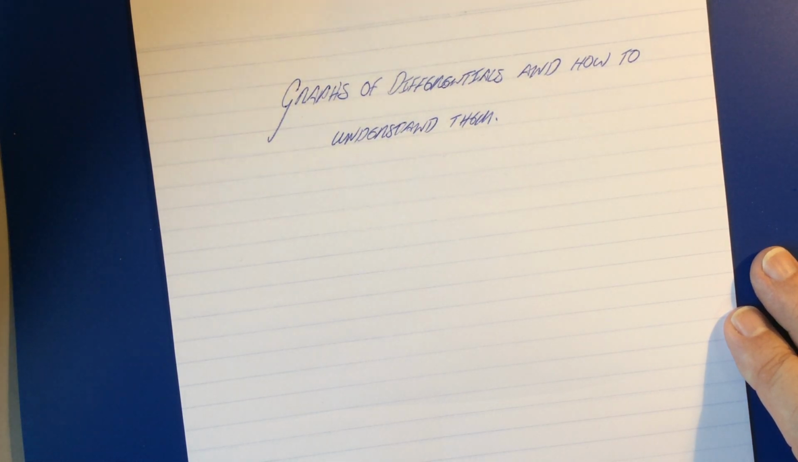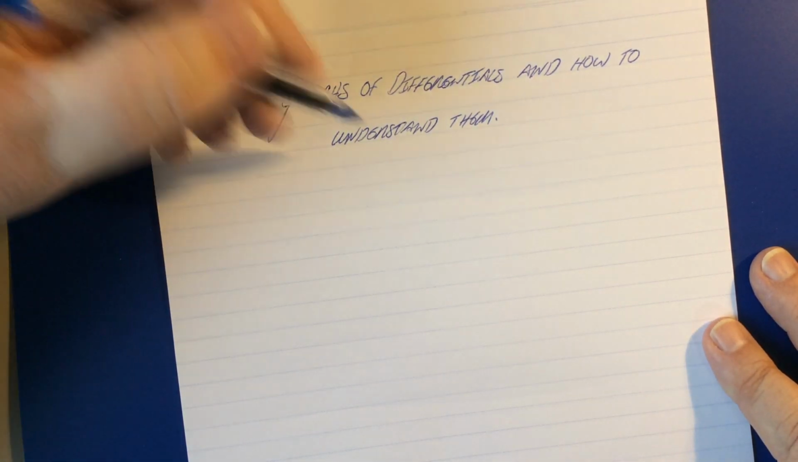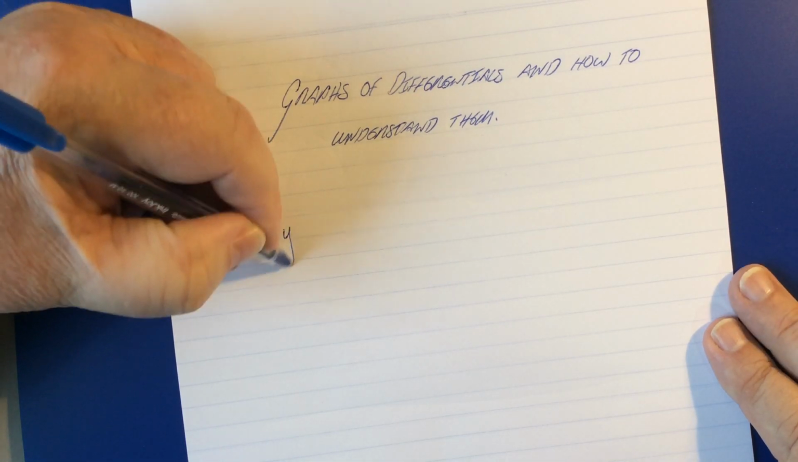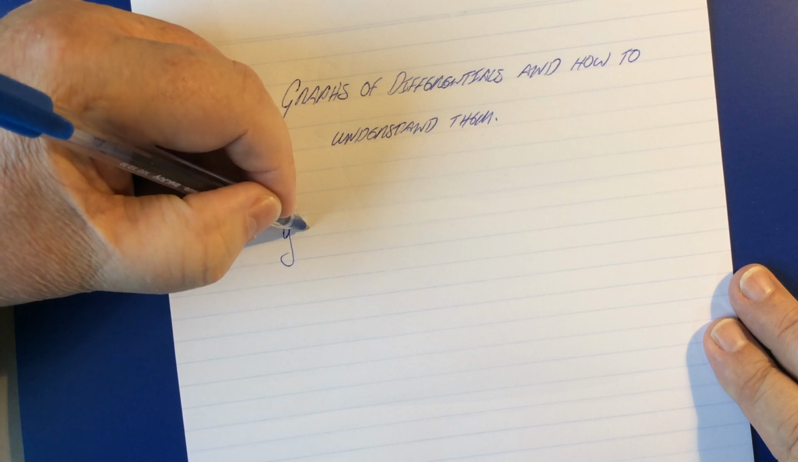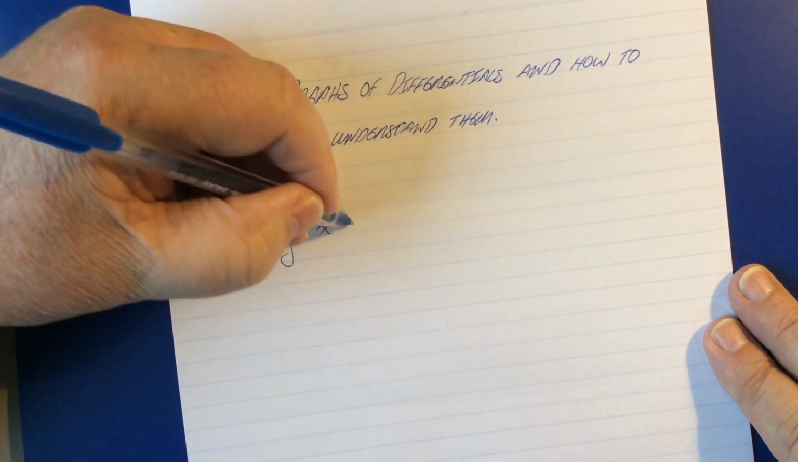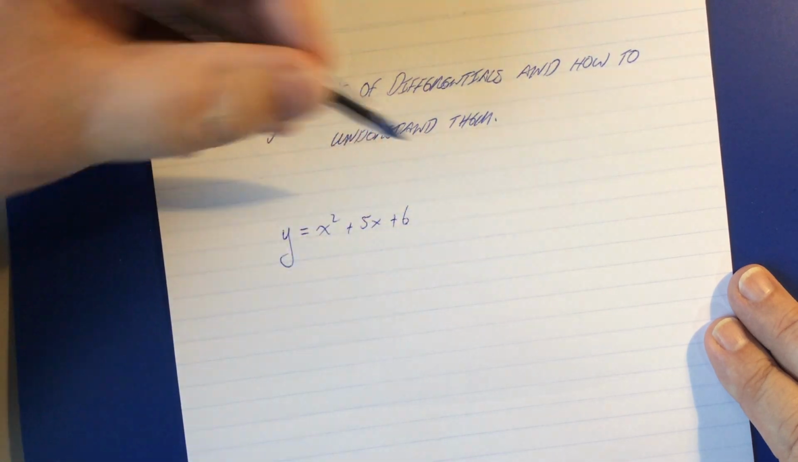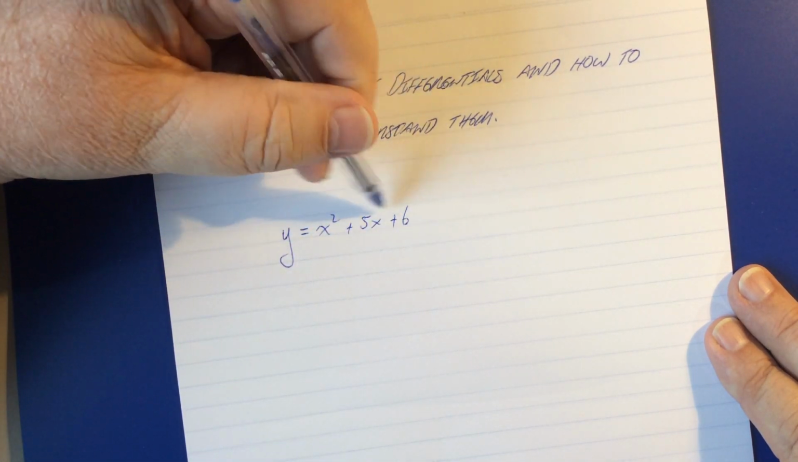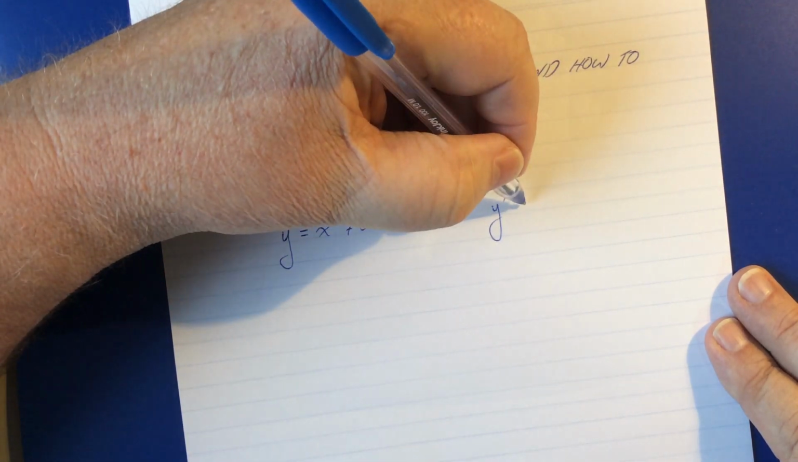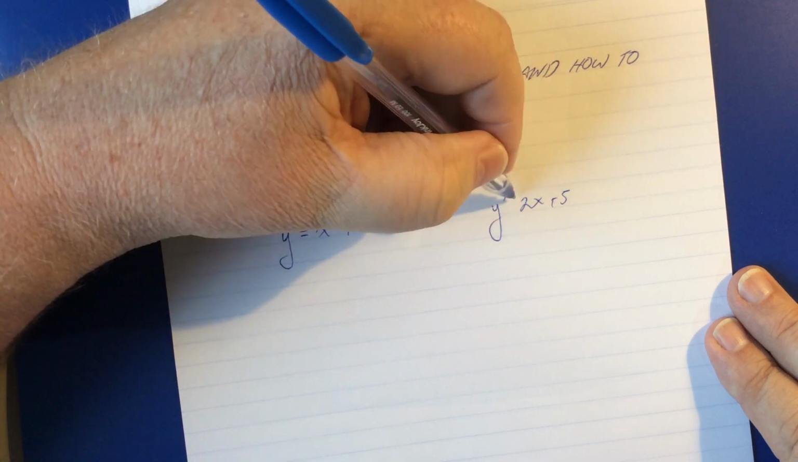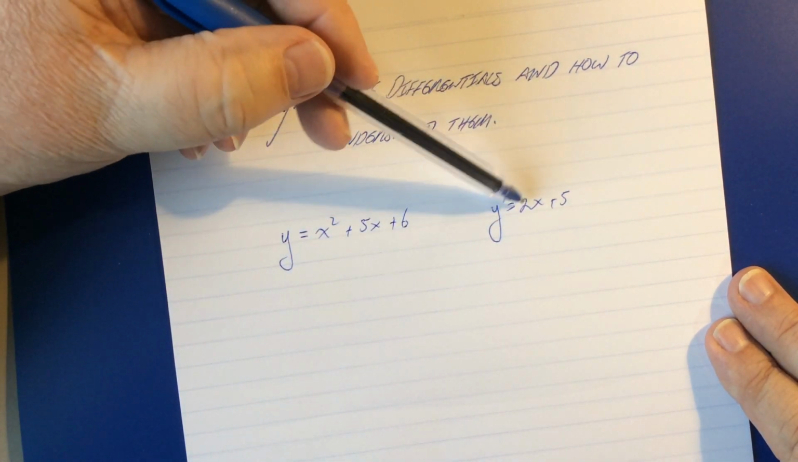So what we're going to start with is the equations and not the graphs. If we just take a quadratic, y equals x squared plus 5x plus 6, and we differentiate this, the first thing that we should notice is that what we've wound up with is a linear equation.